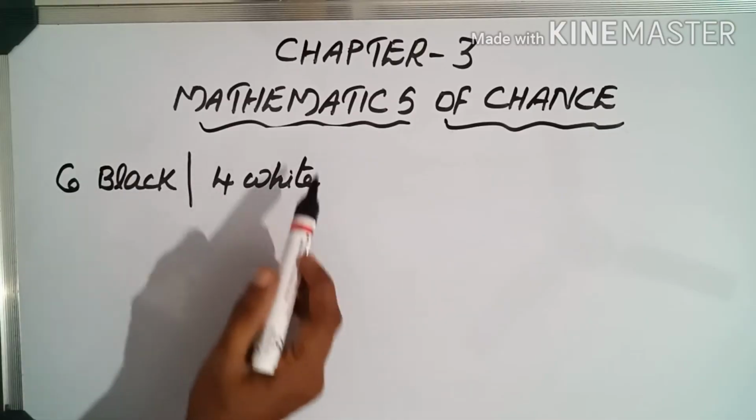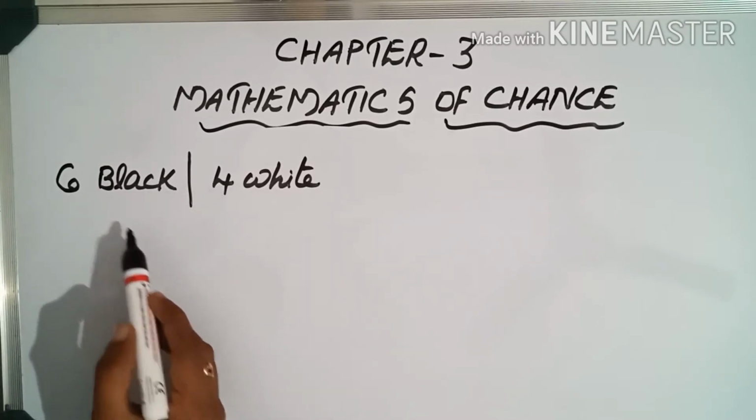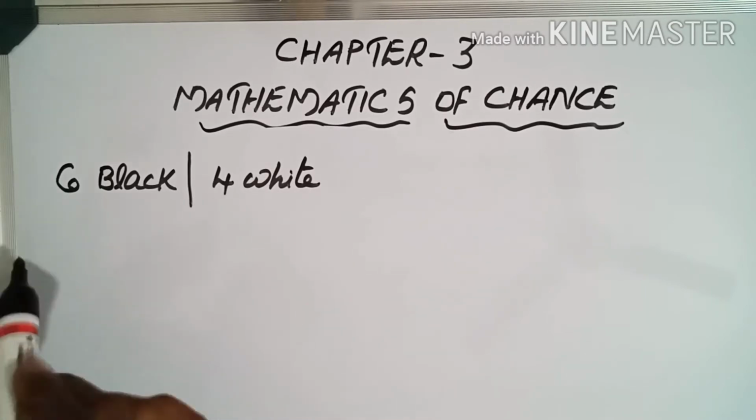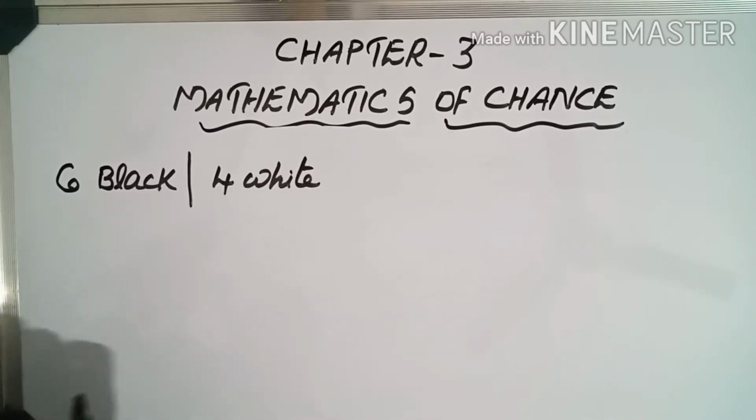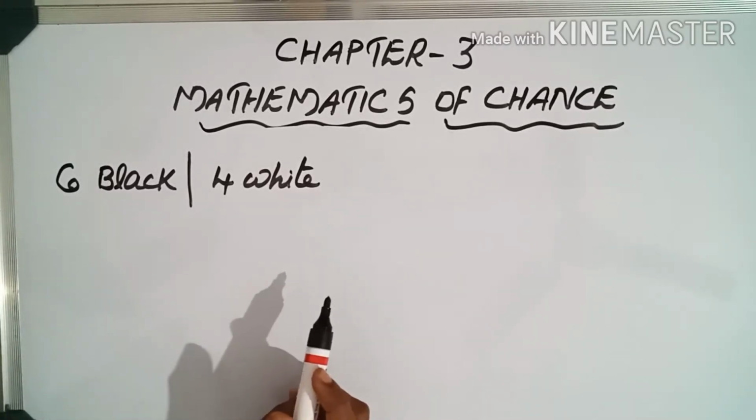So here a box contains 6 black and 4 white balls. Okay, balls are there, 6 black and 4 whites. Without looking into that box, we are taking one ball from the box.